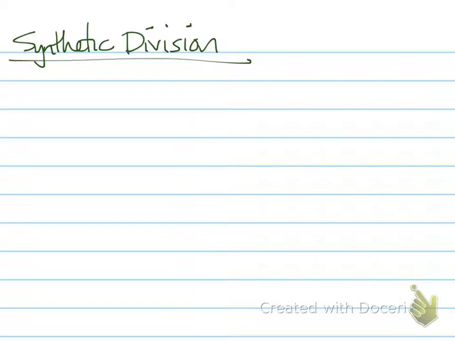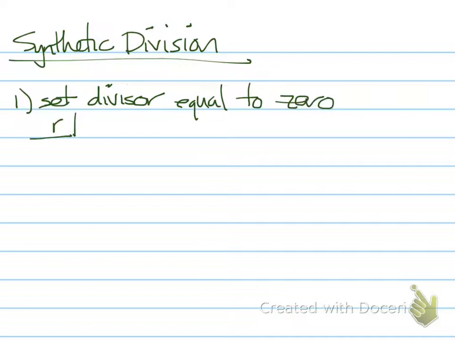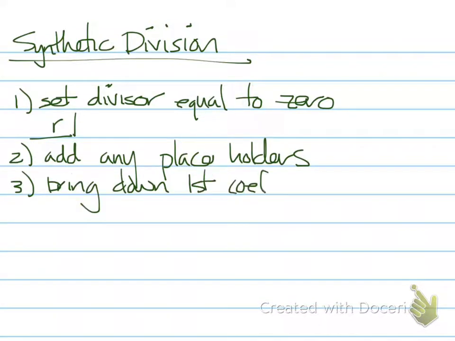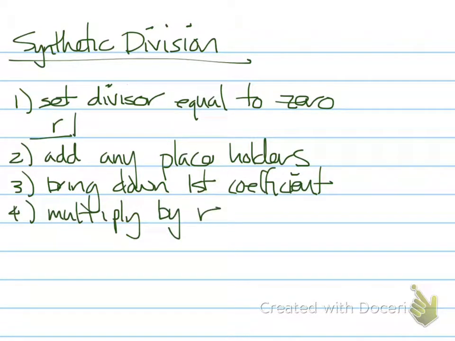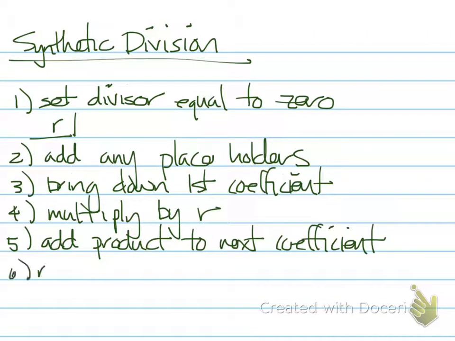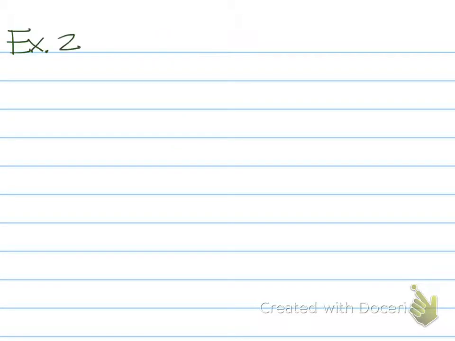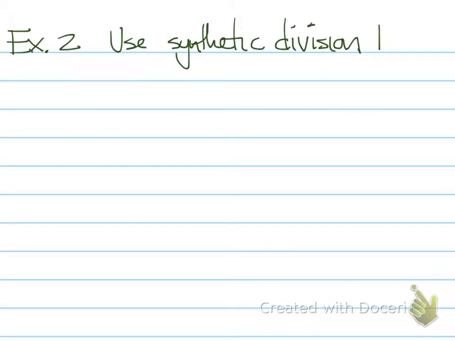Solving that same problem using synthetic division, we would set the divisor equal to 0 to find out what our r is. Once we do that, we're going to add any placeholders, and then we're going to bring down the first coefficient, and then multiply by r, add the product to the next coefficient, and then just repeat that process until we're at the last number in the synthetic division, the last coefficient.